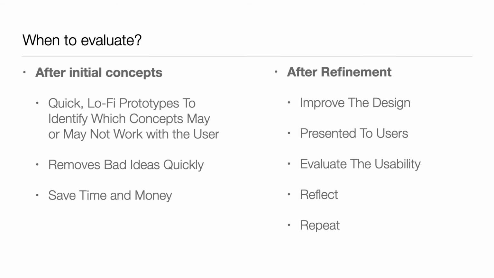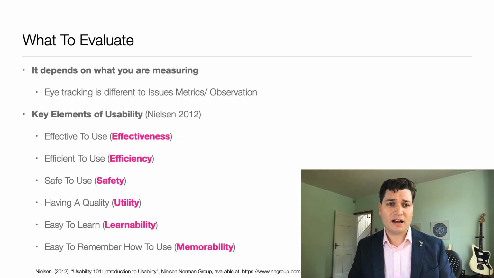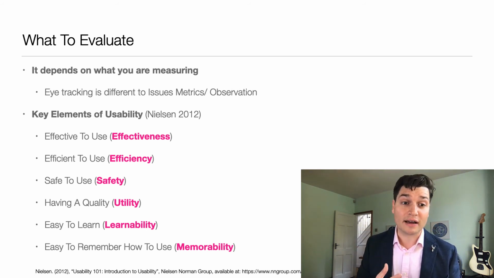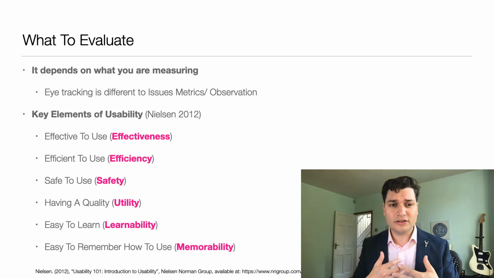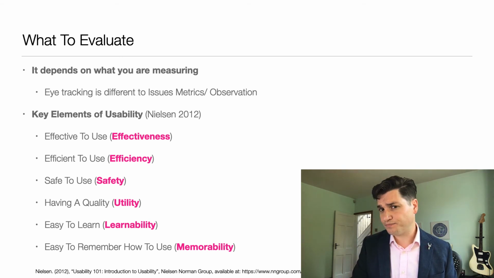Do that and you'll get rid of bad ideas, you'll save money, it'll just be better all over in every way. And what you're evaluating are maybe things like eye tracking, depending on whether you care about where someone's looking, or maybe just the general usability, effectiveness, efficiency, safety, utility, learnability, or memorability. We covered these in the last video.